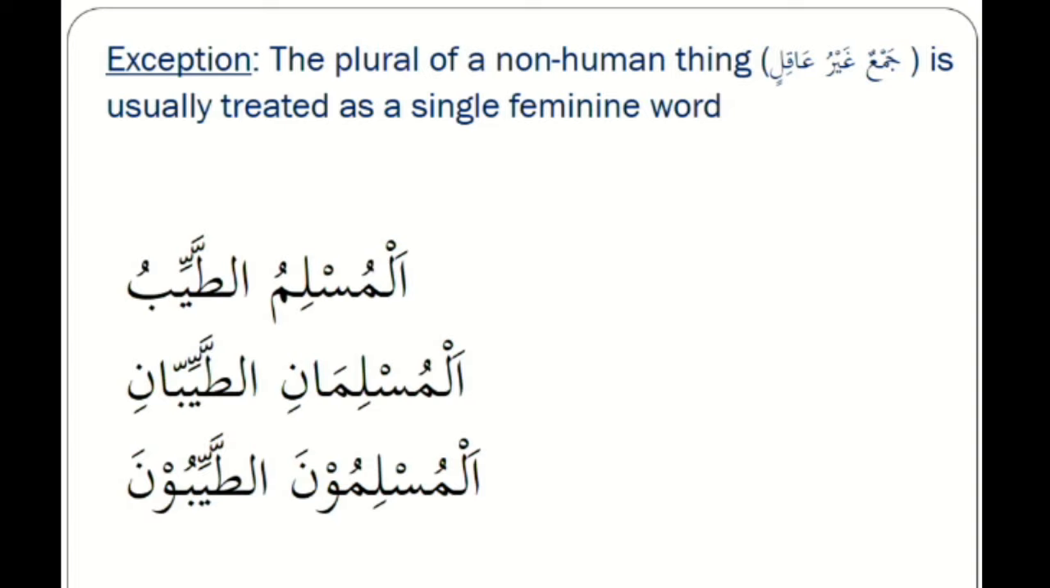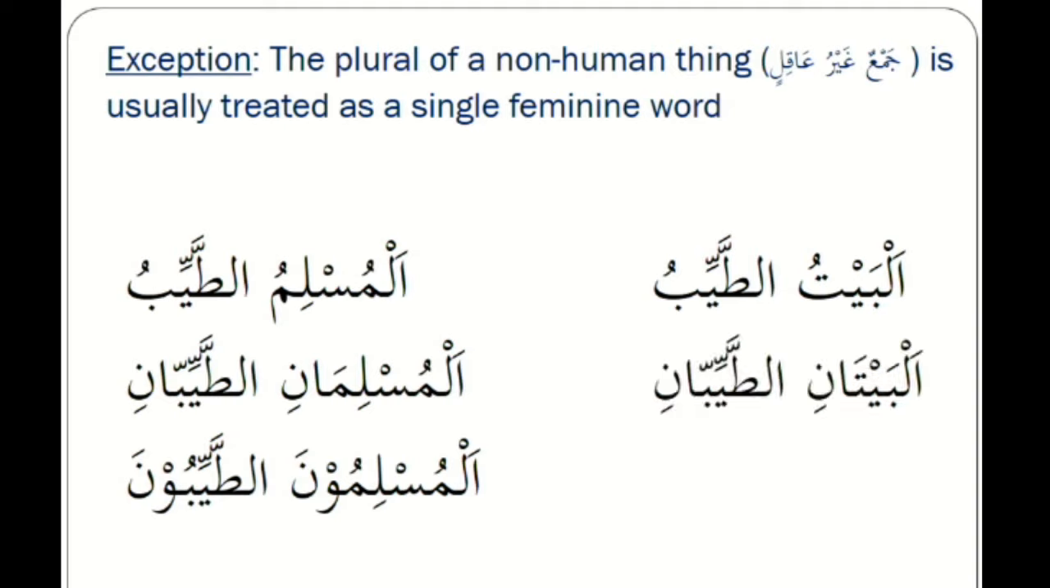Now we need to do something strange. Translate for me: al-baytu at-tayyibu. Translation? The good house. How do I say the two good houses? Al-baytani at-tayyibani, with too many shaddas there. That's fine.